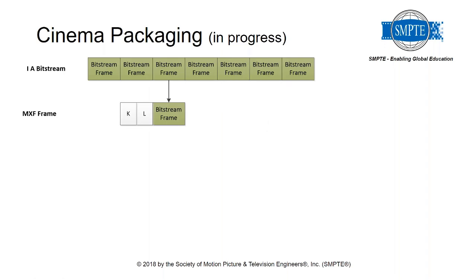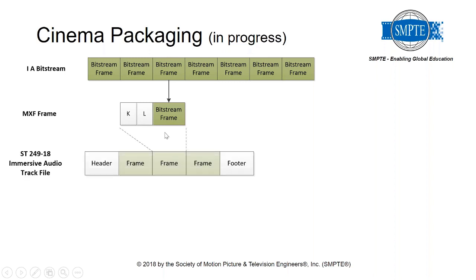So this is again a structural look at how the file is created, just to give you an idea of how the Bitstream gets packaged. In the case of cinema, the Bitstream is what's called frame wrapped. That means each individual Bitstream frame is wrapped in a KLV structure. The key indicates that the payload of that KLV packet is a Bitstream frame according to ST 2098-2. So you know exactly what is carried.